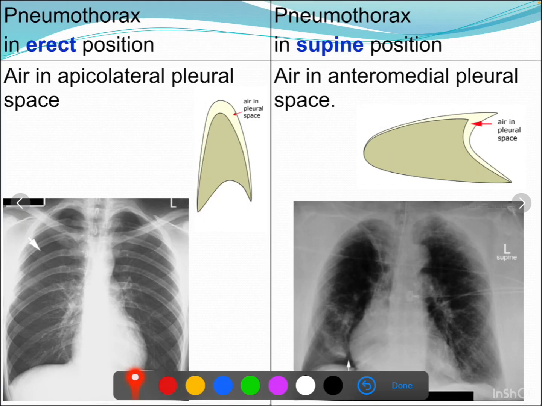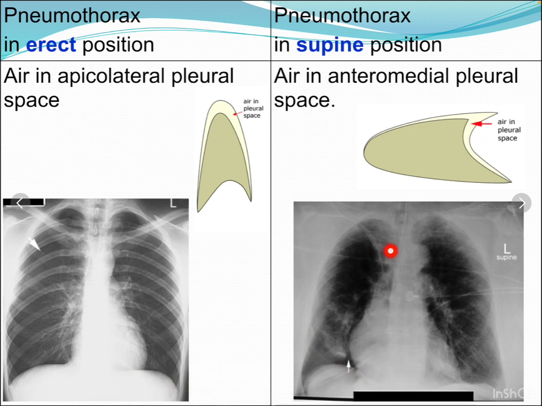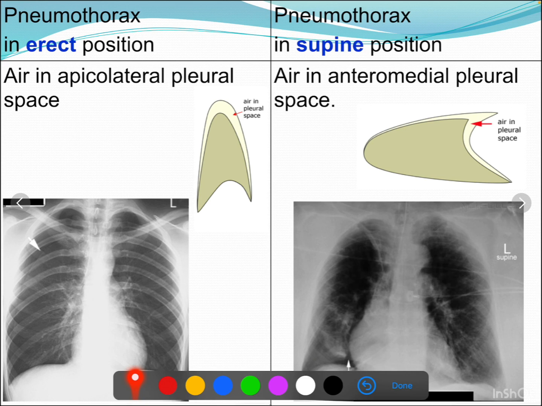So let's start. They are telling that if we do a chest X-ray in erect position, then air will be in the apicolateral space. Very important. So it will be in the apical and lateral space. So here this will be the position of air in a chest X-ray in erect position. If the patient is lying in supine position, air will come in the anteromedial pleural space. Very important. So air will come like this in the anteromedial pleural space. We should remember this: if the X-ray is in erect position, then air will be in the apicolateral pleural space, and if the patient is in supine position, then it will be in the anteromedial pleural space.